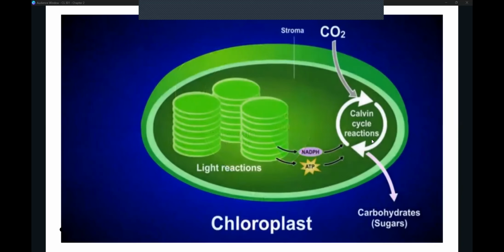It's important to remember that the Calvin cycle is dependent on the light reactions to provide NADPH and ATP, which in turn provide the electrons and energy needed to form carbohydrates.